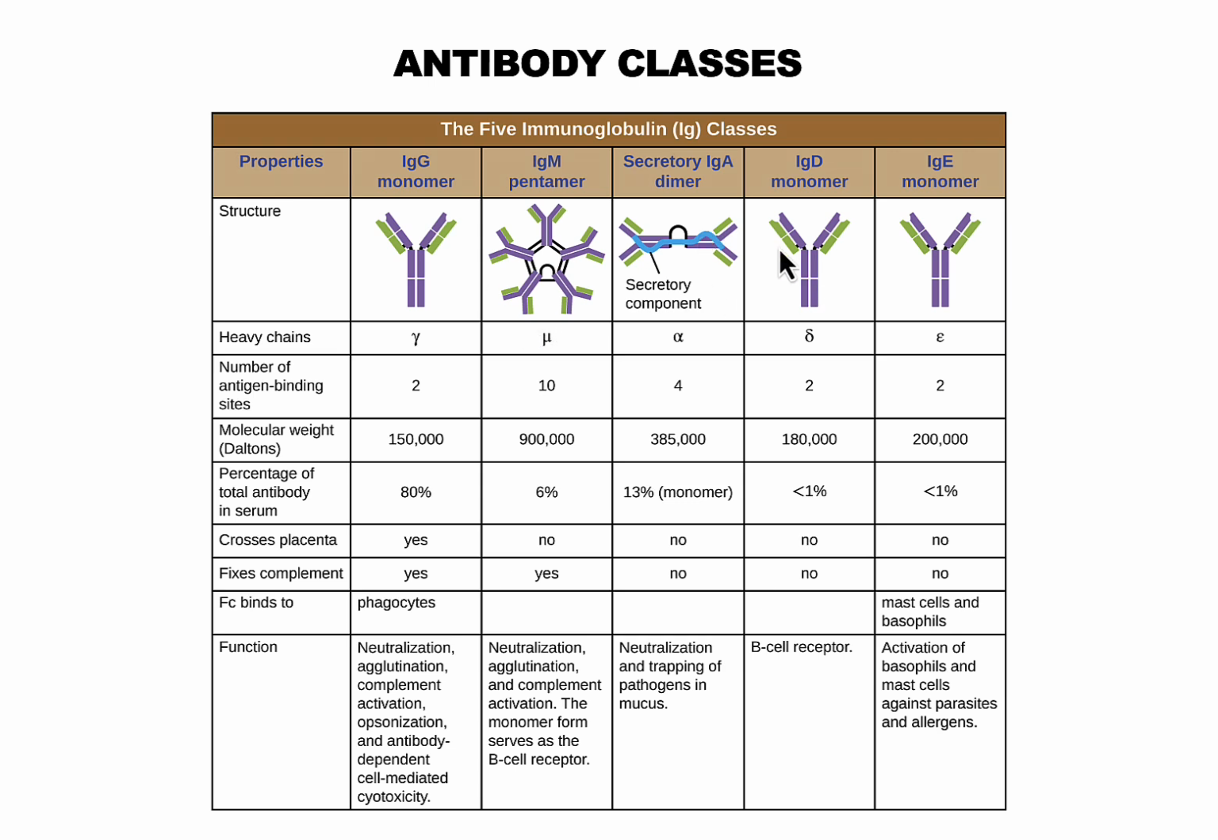IgD serves as the membrane-bound monomer on B cells and acts as an antigen-binding receptor. However, it is not secreted and exists in only trace amounts in serum, likely due to the degradation of older B cells. The presence of IgD is primarily associated with the surface of the B cell rather than the systemic immune responses.